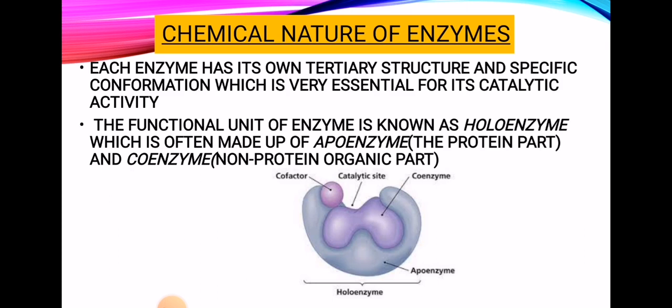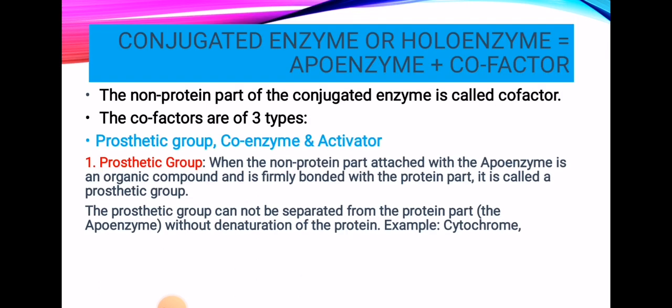Chemical nature of the enzymes. Each enzyme has its own tertiary structure and specific conformation, which is very essential for its catalytic activity. The functional unit of the enzyme is known as holoenzyme, which is often made up of apoenzyme, that is the protein part, and the coenzyme, that is the non-protein organic part. Here in this diagram you can clearly see the apoenzyme and the coenzyme part, which is around the catalytic site, along with the cofactor. The conjugated enzyme or holoenzyme is formed by the apoenzyme plus cofactor.